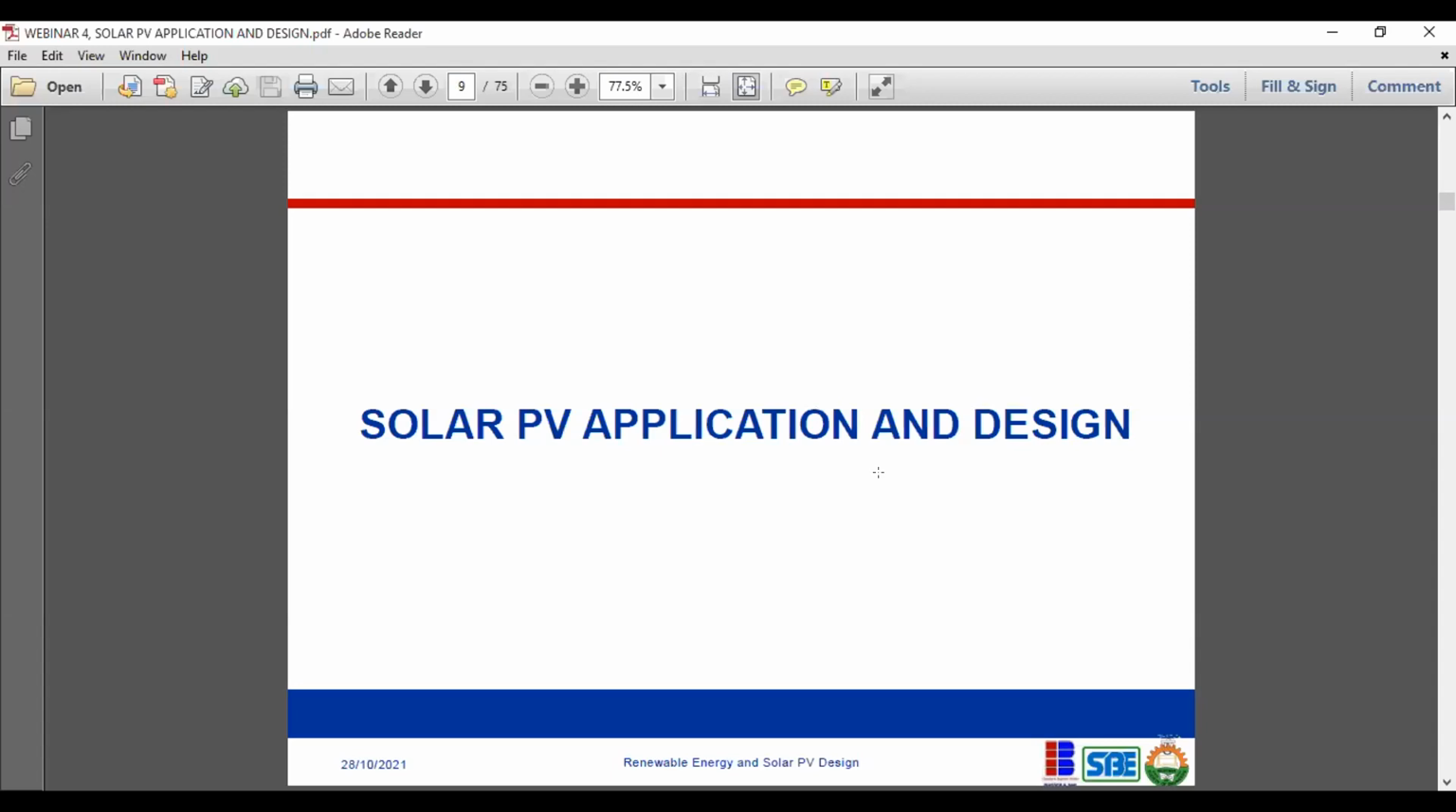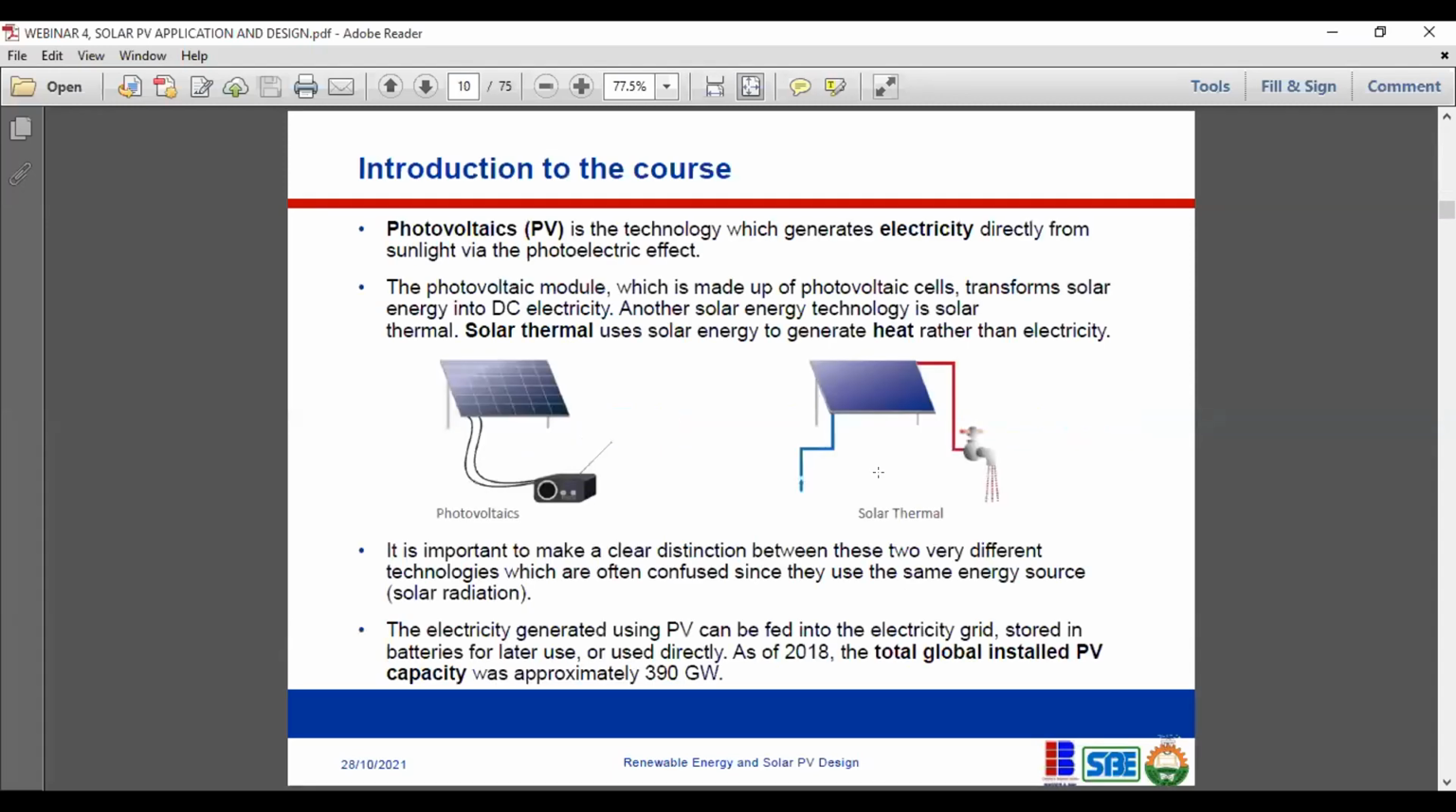So let's get straight to the solar PV design. Like I was saying, solar PV, as most of us know, is also known as photovoltaic, and is a technology which generates electricity directly from the sunlight via the photoelectric effect. The photovoltaic module, which is made up of photovoltaic cells, transforms solar energy into DC electricity. Now we must know that PV modules generate the DC form of electricity, not the AC form. And DC means direct current.